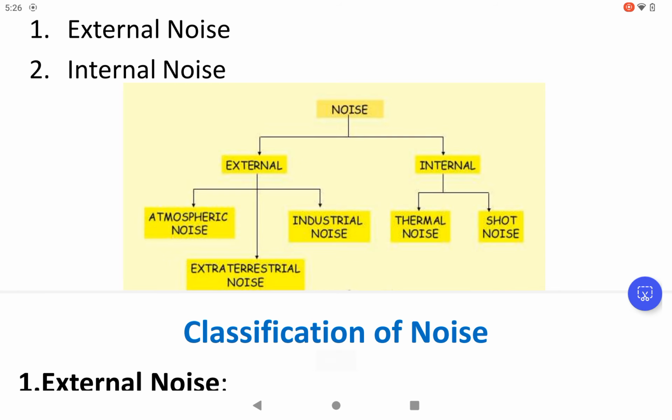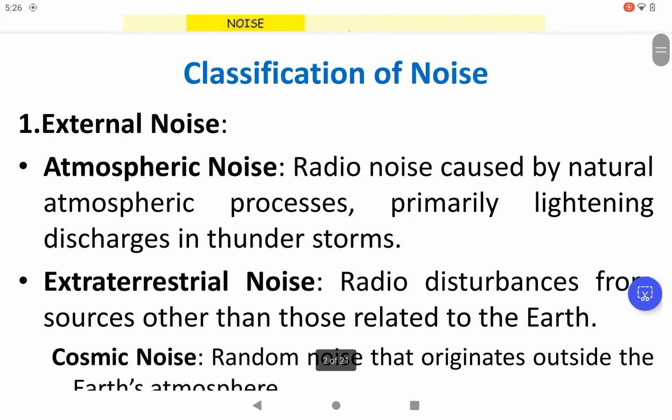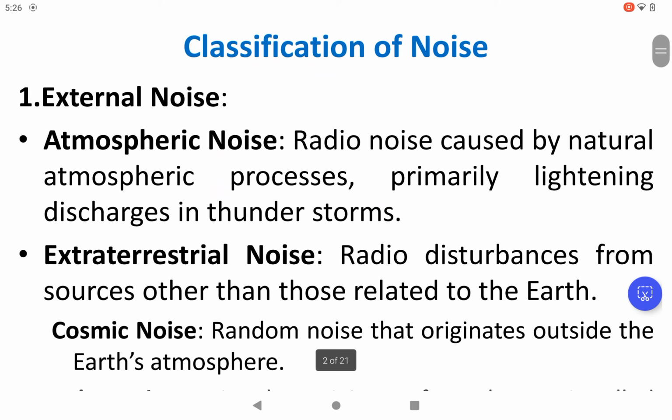External noise is again divided into atmospheric noise, extraterrestrial noise, and industrial noise. The internal noise is again divided into thermal noise and shot noise. Now we'll see the definition and explanation of these classifications of noises. First one is external noise.